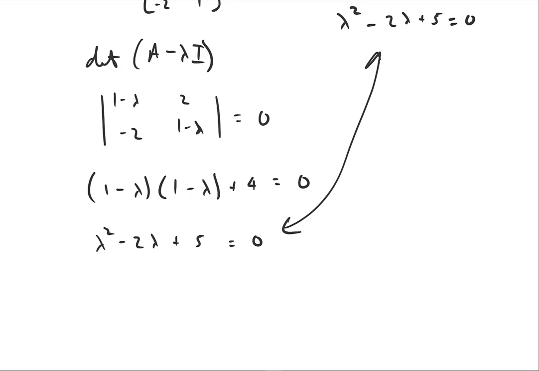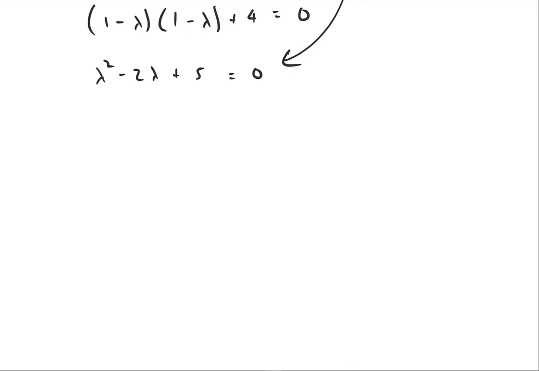Okay, so now we have this characteristic equation. We need to solve it. We need to find the roots. And it happens that the roots of this characteristic equation are imaginary. So if you were to solve this equation, you would find that lambda is equal to 1 plus or minus 2i. So we have a complex conjugate pair of eigenvalues, and that may seem a little bit confusing at first, but we just do the exact same process. We'll find that it's actually just as simple.